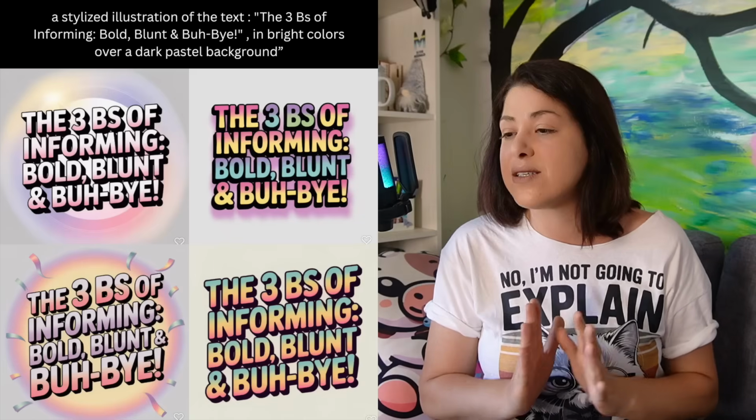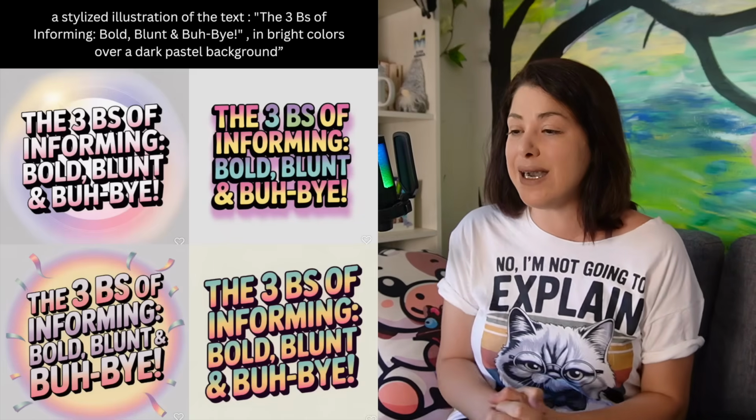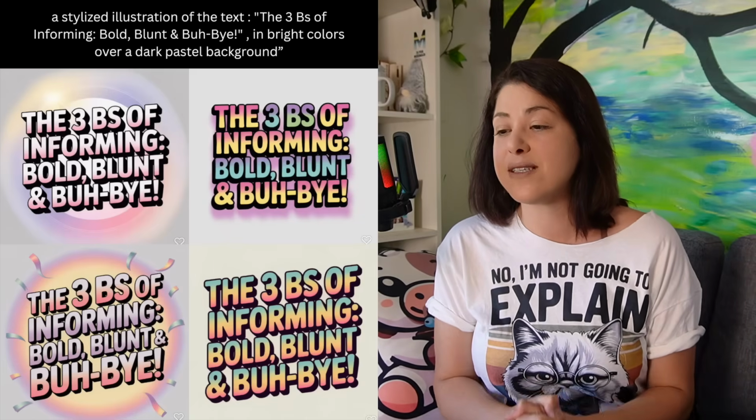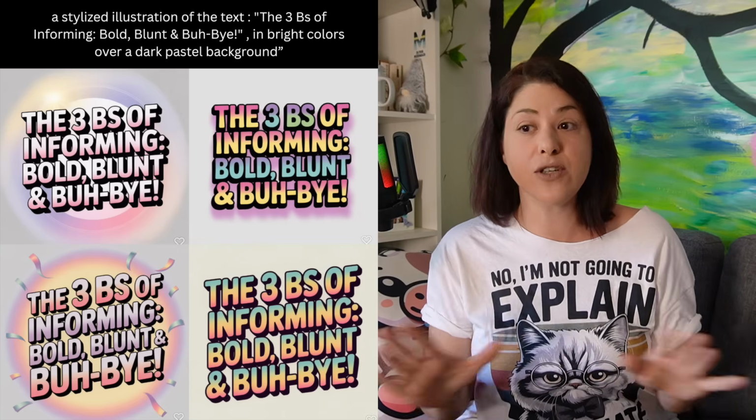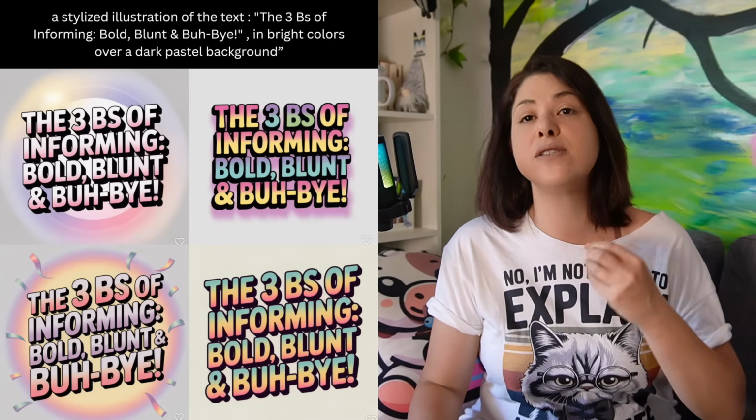This relates to my niche of human design and the sub-niche of a manifestor in human design. I typed in Ideogram a stylized illustration of the text, The 3 B's of Informing, bold, blunt, and bye-bye in bright colors over a dark pastel background, which it did not create a dark pastel background to any of them, but I got these 4 options and they actually look pretty good. There was one of them that I really liked. That was the one on the right corner.